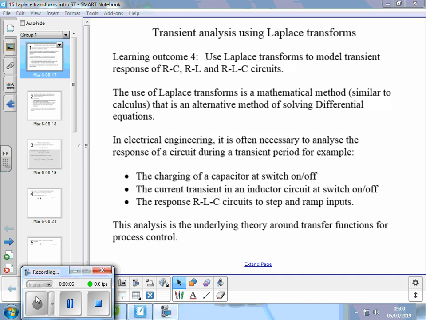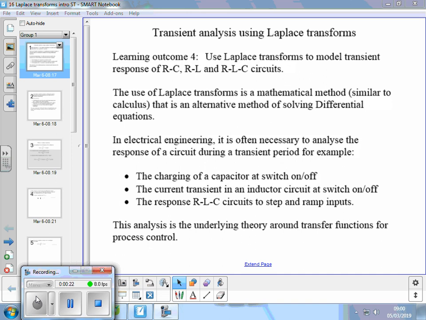Transient analysis using Laplace transforms. So let's start. Learning outcome 4: use Laplace transforms to model the transient response of RC, RL, and RLC circuits.